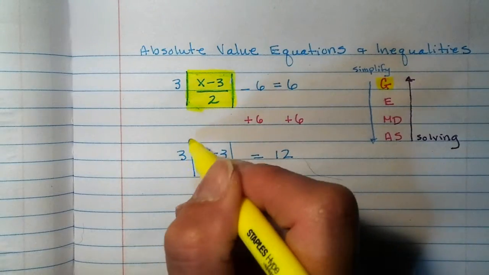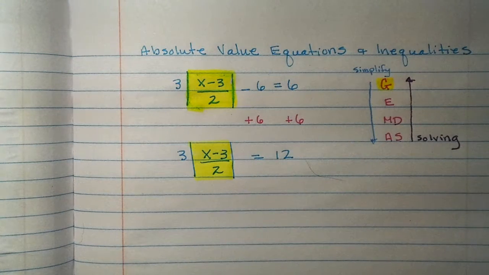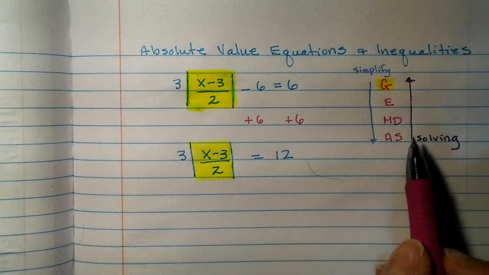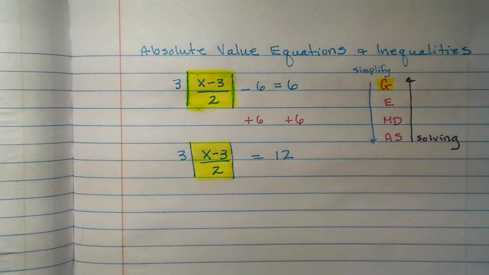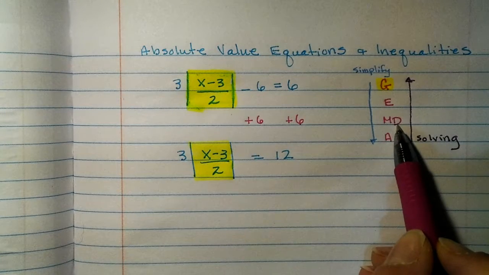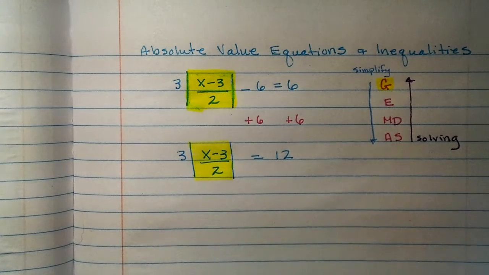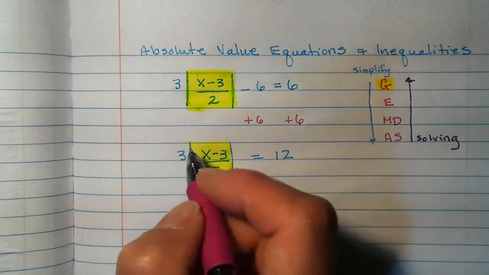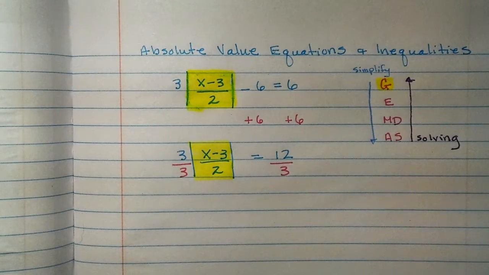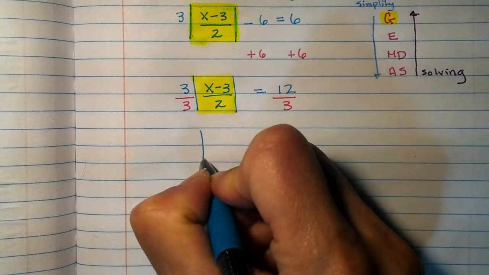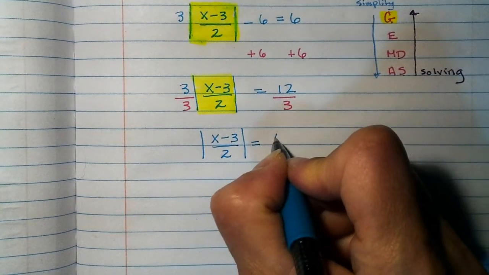Again, my absolute value is in a group, so I'm still dealing with a grouping symbol. Now I ask myself, do I have anything else being added or subtracted to that grouping symbol? The answer is no. Is anything being multiplied or divided to that grouping symbol? The answer is yes. This is 3 times my absolute value. So I have to unmultiply, which means I'm going to divide both sides by 3. Then I have the absolute value of x minus 3 divided by 2 is equal to 4.